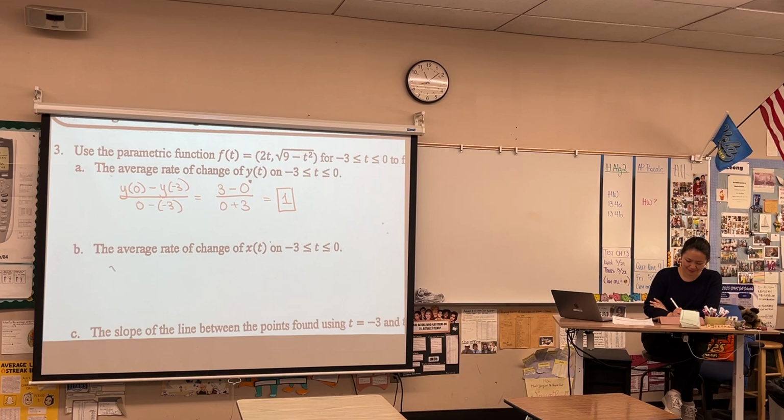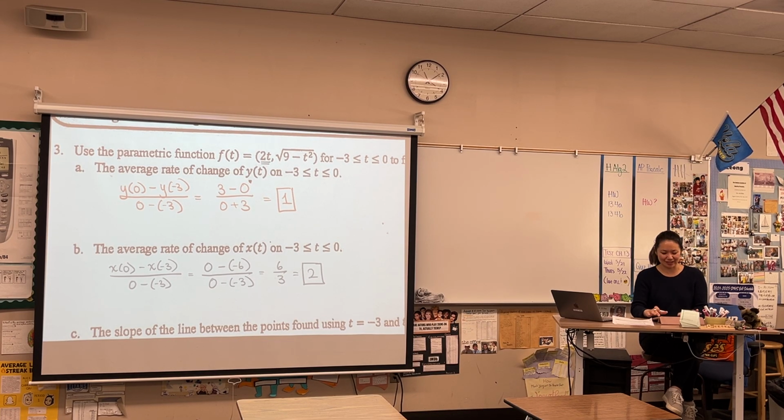So x of 0 minus x of negative 3 over 0 minus negative 3, and that should be equal to, well, you plug in 0 into the 2t, so it's 0. Then negative 6, so minus negative 6, over 3, which should be equal to 2. That's it. Nicely done. All right, Easton.